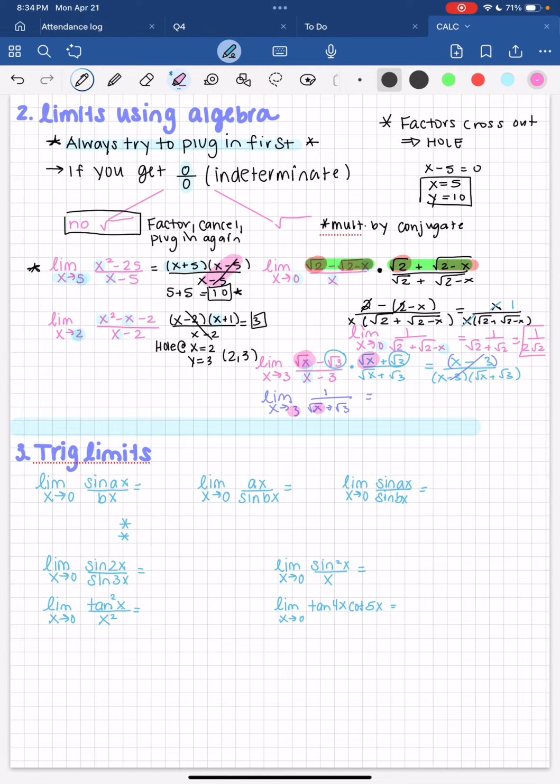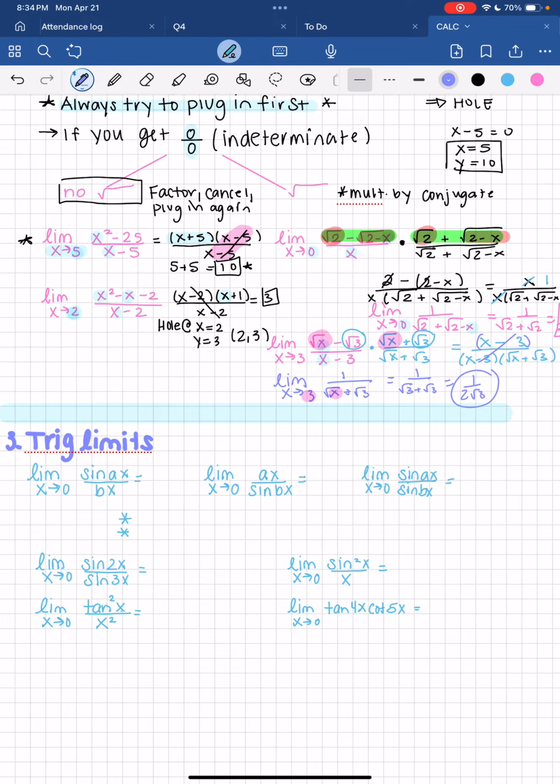We're going to replace x with 3, and you're going to get 1 over rad 3 plus rad 3, which is 1 over 2 rad 3. Done. Okay, so that's using algebra. Your options usually are factor or multiply by the conjugate.